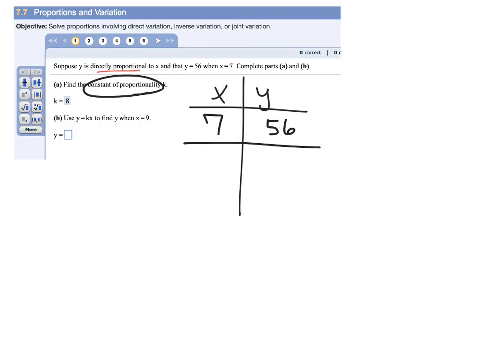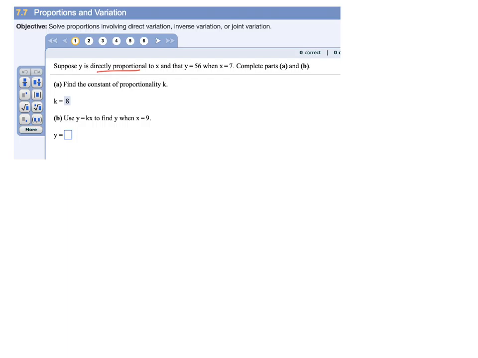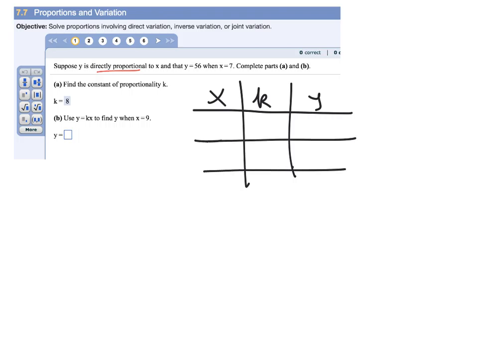So what I'm going to do is take a minute and delete that. And I'm going to delete this guy as well, because I'm going to change the table. Instead of an xy table, I'm going to do what's commonly called an xky table. So it's going to be xky. All right, and I'm just adding a little bit of scaffolding to help you a little bit. So it says y is 56 when x is 7. So y is 56 when x is 7.